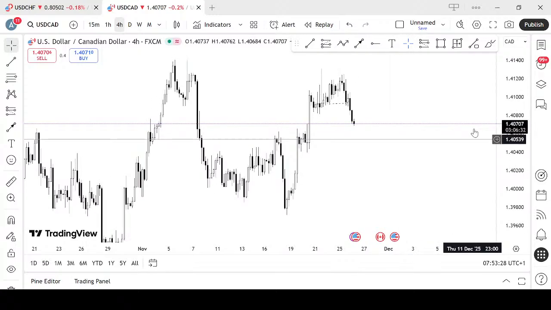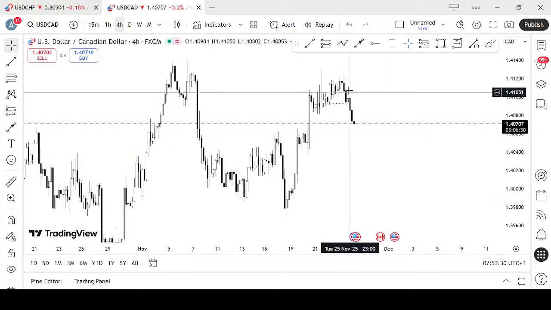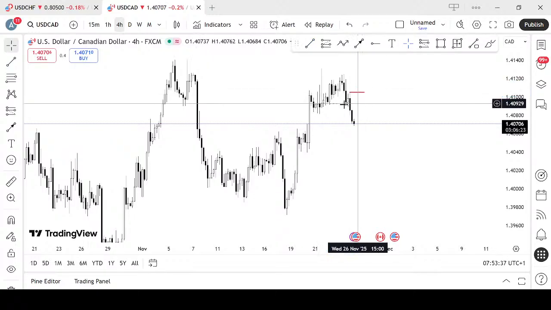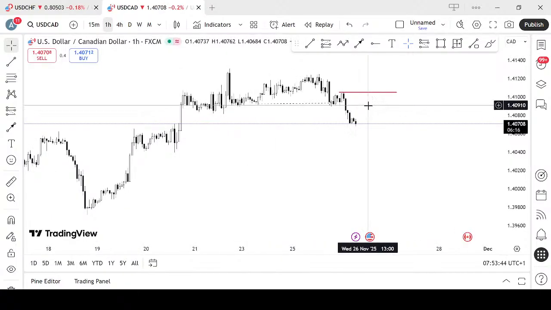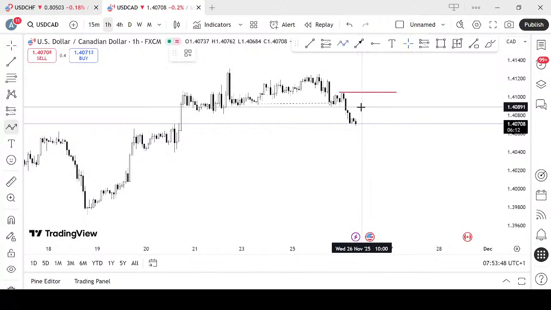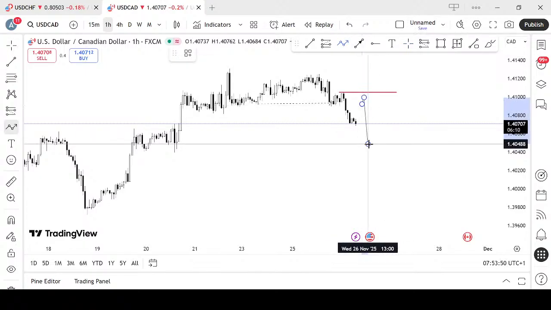So the move started from this high here. There's a little buying activity there. So this is it on the 1 hour, and within it now we'll continue looking for the bearish engulfing to confirm a sell position.